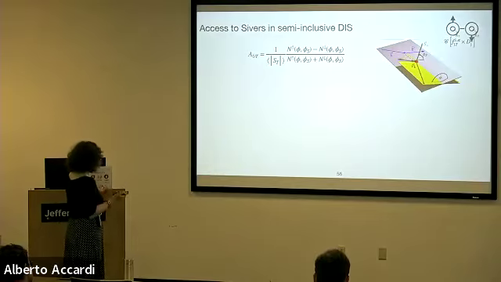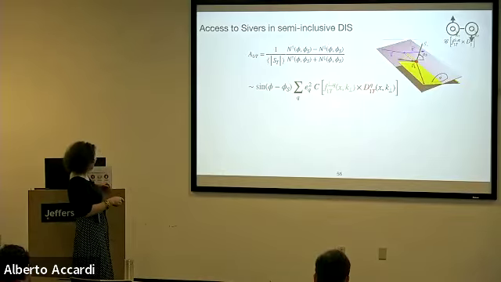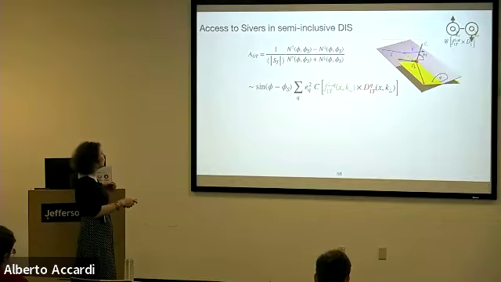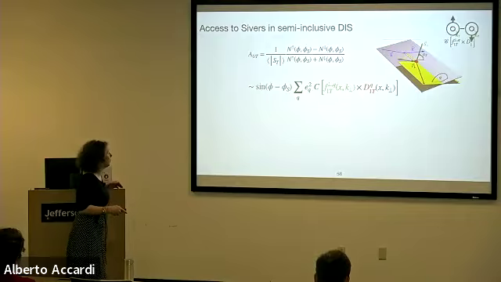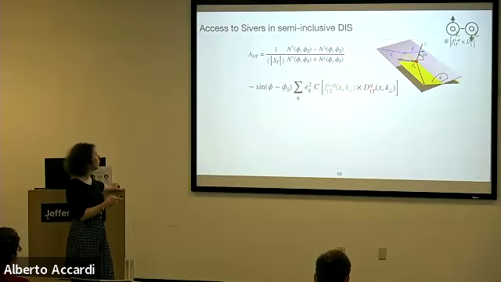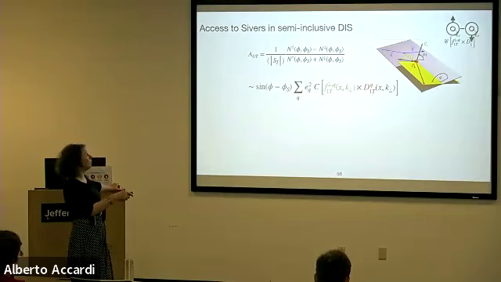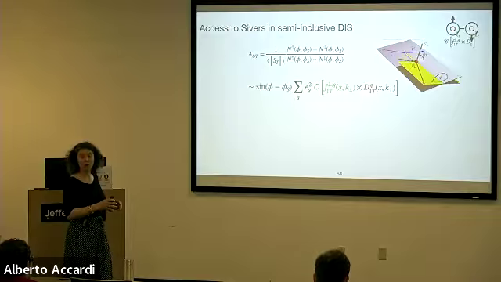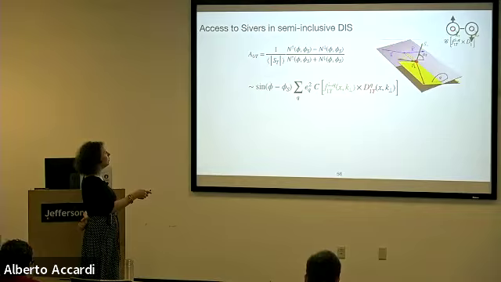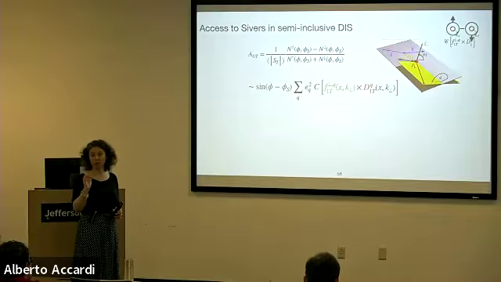Then we can look at another asymmetry, namely one that now comes with a phi minus phi_S modulation. And now we get access to our standard spin-independent fragmentation functions times the so-called Sivers function. And the Sivers function describes the distribution of unpolarized quarks in a transversely polarized nucleon. So now you get a correlation. You're probing the correlation between the transverse momentum of your quark and the transverse spin of your nucleon.